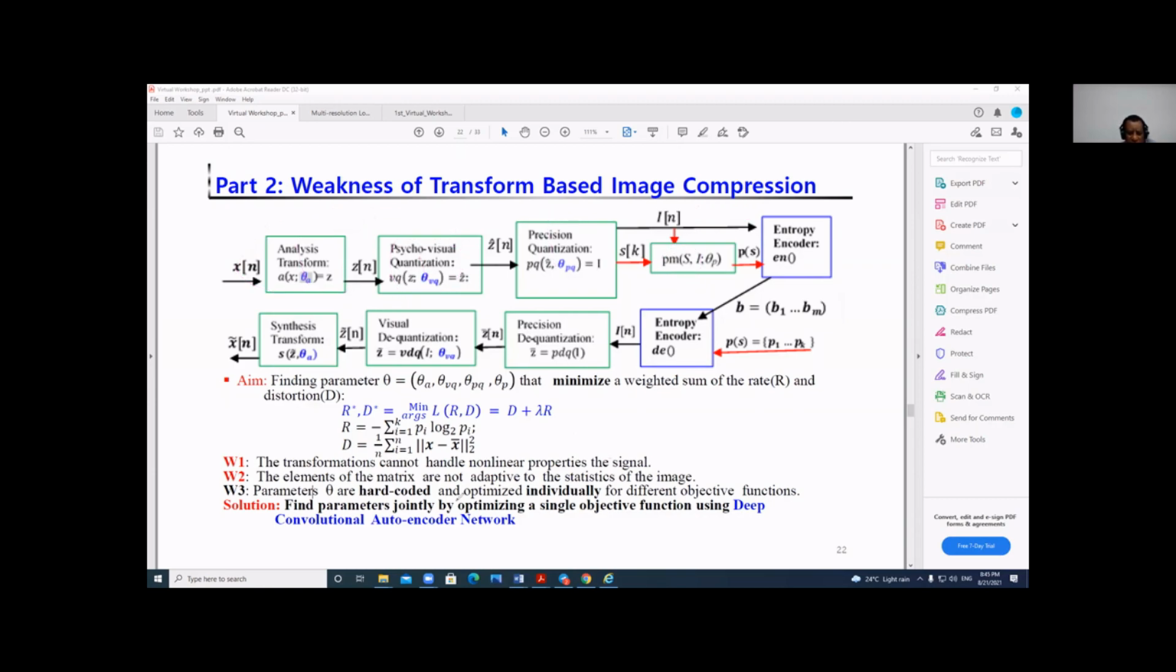But in the case of deep learning or neural networks, all these parameters will be optimized at the same time using a single optimization function. So this is the last one, that means the last weakness.